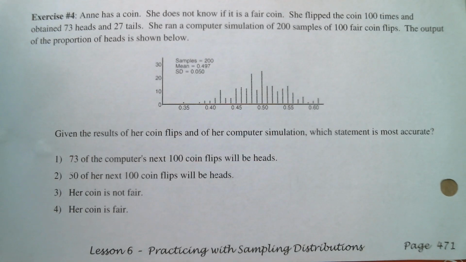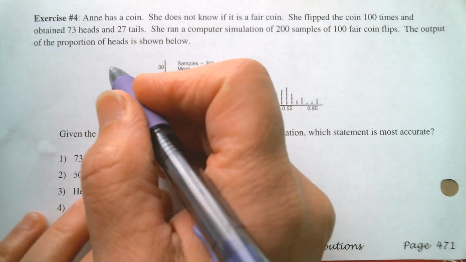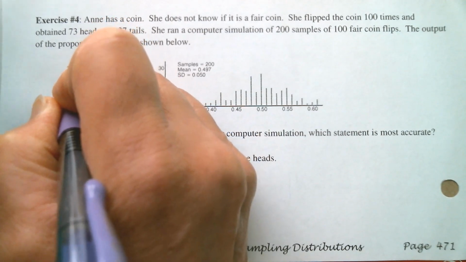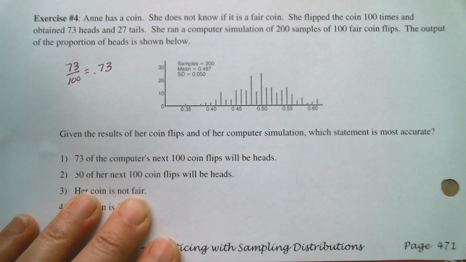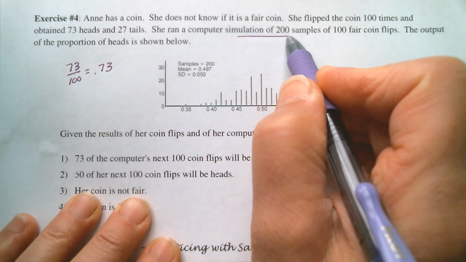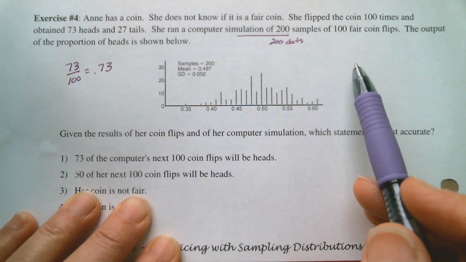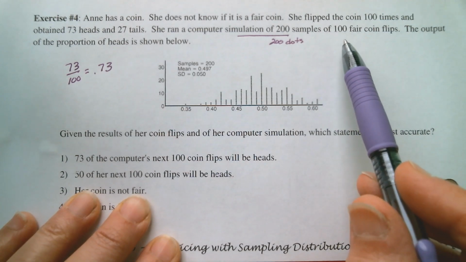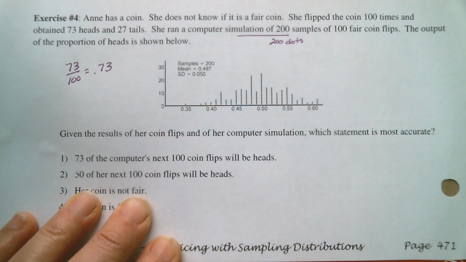Exercise number 4, Anne has a coin. She does not know if it is a fair coin. She flipped a coin 100 times and obtained 73 heads and 27 tails. So her proportion of heads was 73 out of 100, or 0.73. She ran a computer simulation of 200 samples of 100 fair coin flips. So there are 200 dots here. And each represents the proportion of heads out of a sample size of 100. The output of the proportion of heads is shown below. Given the results of her coin flips and of her computer simulation, which statement is most accurate?